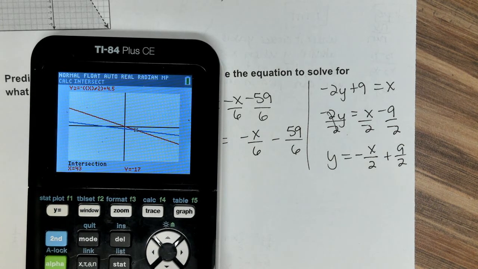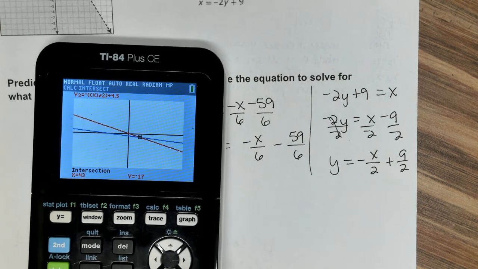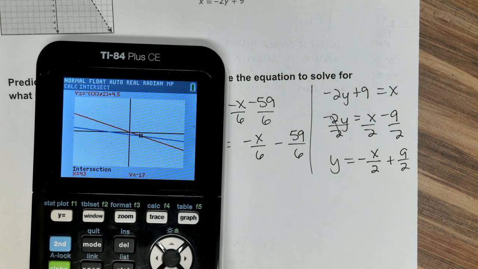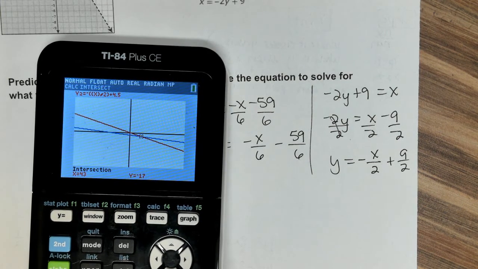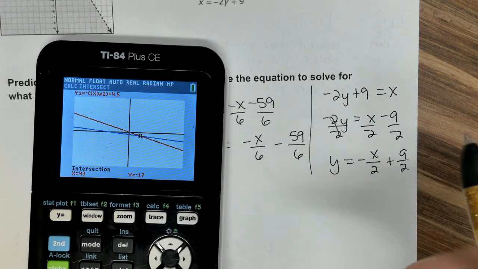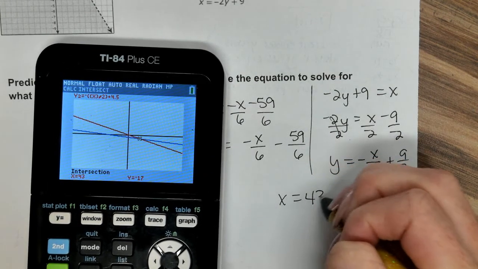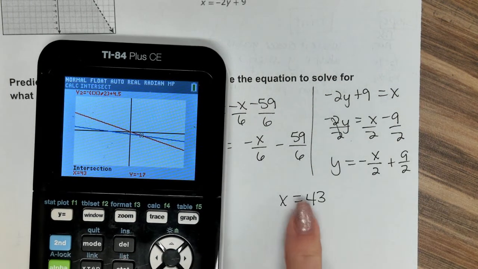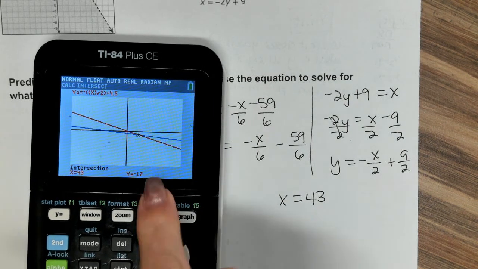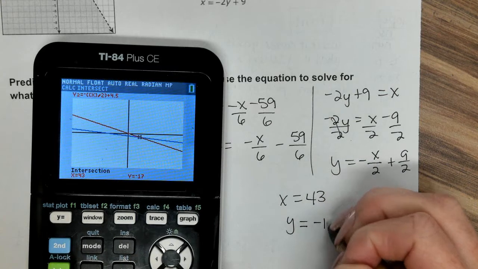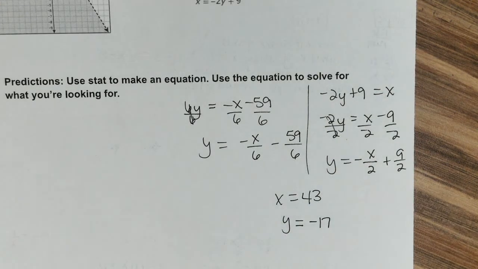But sometimes, guys, if your answer is 300, it's still not going to see it. So the bigger the answer is, the more you've got to zoom out in your window. You can literally zoom out to thousands or millions if you need to, but you shouldn't need to. So my answer, the x value is 43. Most of the time they're asking for the x value, but sometimes they ask for the y. The y value is negative 17. So it will be one of those answers, or both.